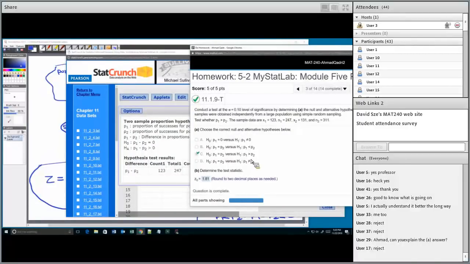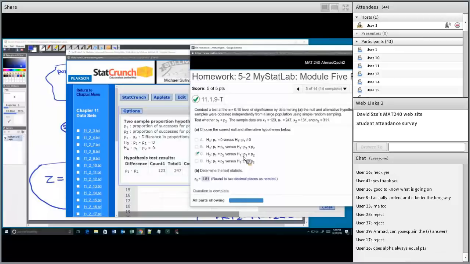Can I explain the A answer? Well, the A answer is simply that the null hypothesis is always that P1 equals P2. That is always the case. That's always what we're testing. The alternative is given in the problem. They want you to test P1 is greater than P2. So that's why the alternative hypothesis is that P1 is greater than P2.